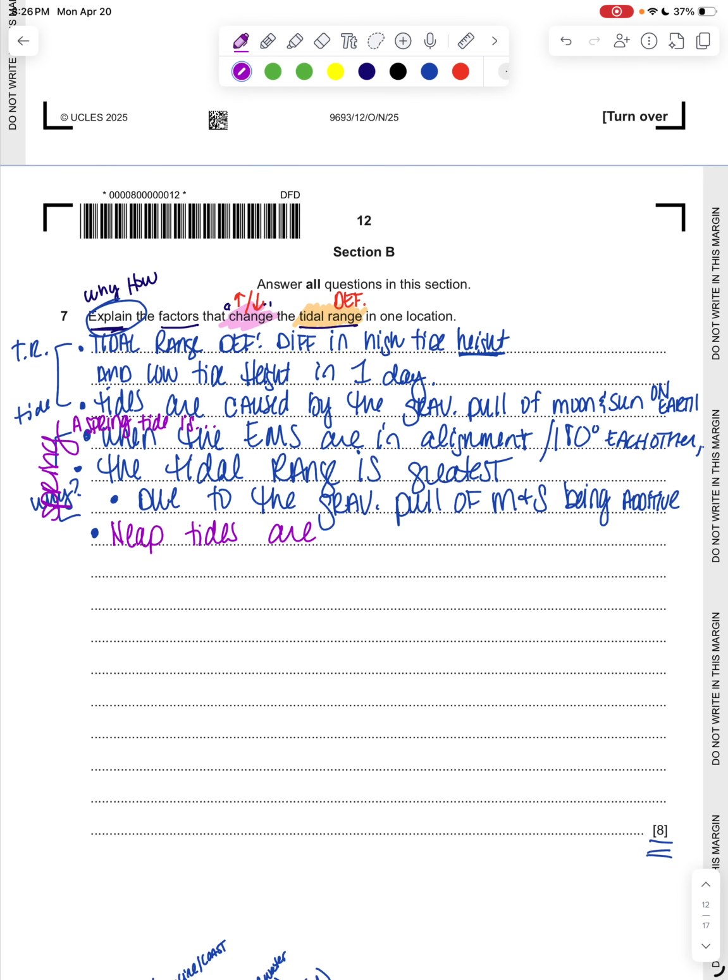Yes, Olive. Neap tides are caused when the Earth, Moon, and Sun are at right angles of each other, or 90 degrees of each other.